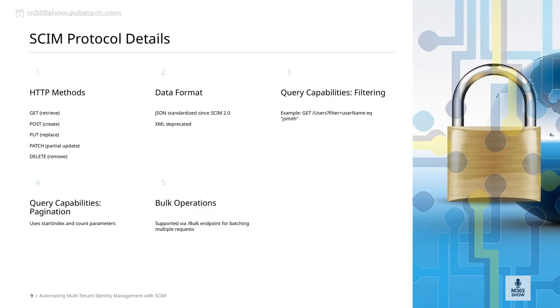When it comes to HTTP methods, SCIM supports a range of actions: get to retrieve data, post to create new entries, put to replace existing ones, patch for partial updates, and delete to remove entries. These methods provide a comprehensive set of tools to manage identity data effectively. Overall, these features make SCIM a powerful and flexible protocol for automating multi-tenant identity management across different systems.